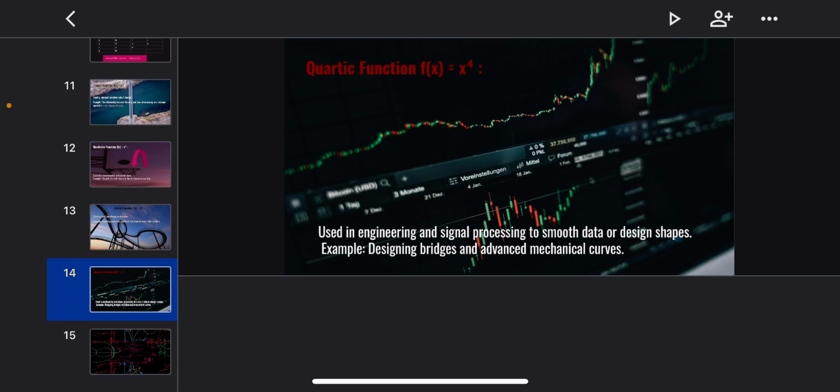Finally, last but not least, quartic functions. They are used in engineering and signal processing to smooth data or design shapes. Example, designing bridges and advanced mathematical curves. This example in the wallpaper is an example of advanced mathematical curves. This is used in trading.